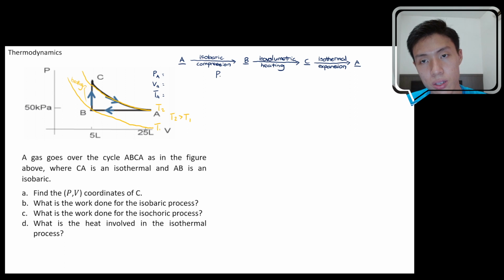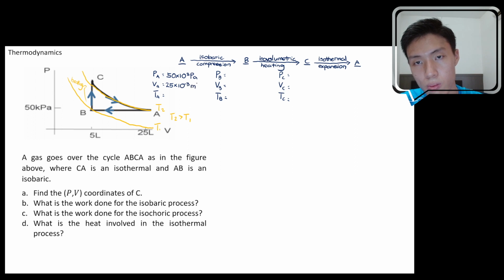Pressure, volume, and also the temperature. Okay, so we know that the pressure of A is 50 kPa, so 50 times 10 to the power of 3 Pascal. The volume at A is 25 liter, so 25 converted to meter cube is 25 times 10 to the power negative 3 meter cube. Temperature unknown because it's not indicated in the graph.